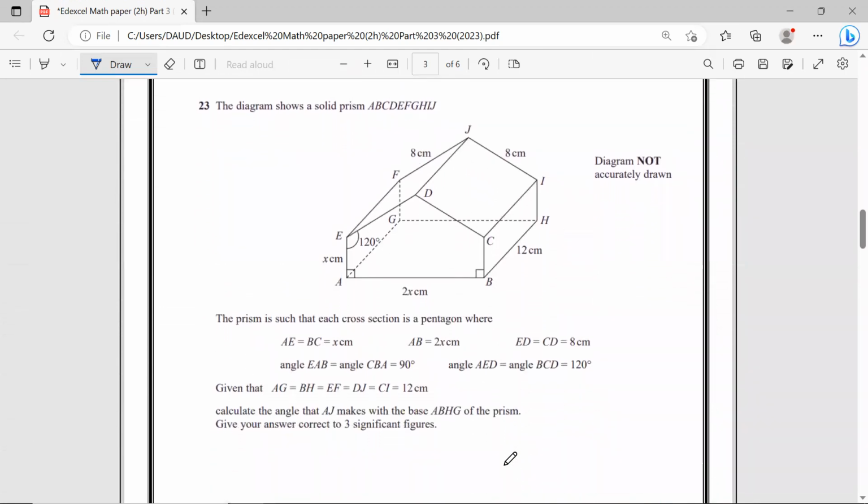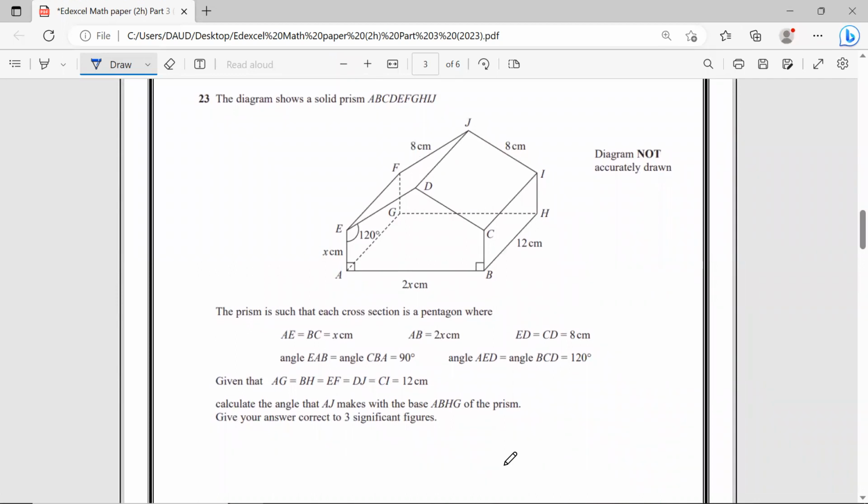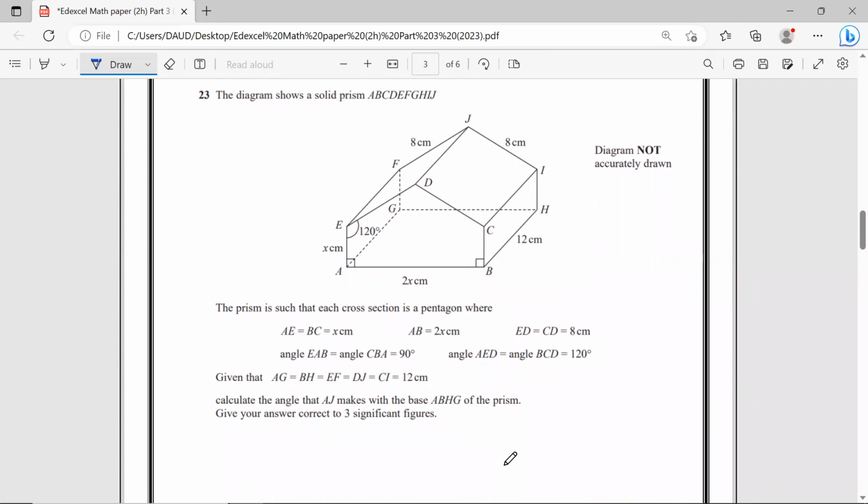Next question is 23. The diagram shows a solid prism ABCDEFGHIJ. The prism is such that each cross section is a pentagon. This is 2x, AB, and AE is x, so BC is also x. They have mentioned this side is 8, so this side is also 8, and this is 12, so all of these are 12.